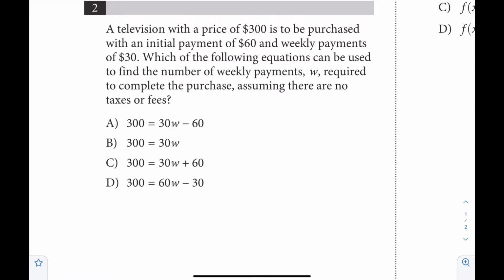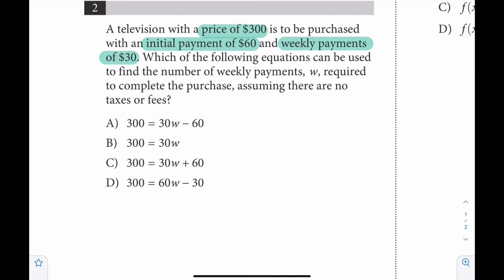A television with a price of $300, so I'm going to highlight price of $300, is to be purchased with an initial payment of $60. I really think initial payment is an important key statement here, so I'm going to highlight that as well. And weekly payments of $30. Weekly payments also sounds important.